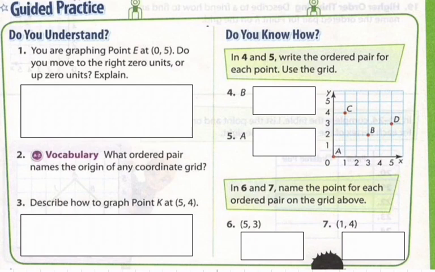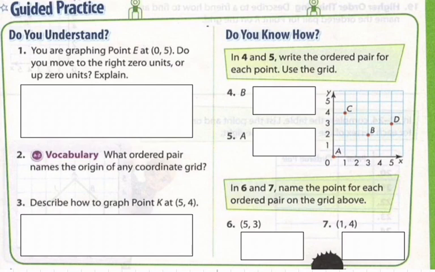It says you are graphing point E at 0, 5. Do you move to the right 0 units or up 0 units? So this is saying, okay, I'm on a graph and my coordinate points are 0, 5. Does that mean I don't move over or I don't move up, right?